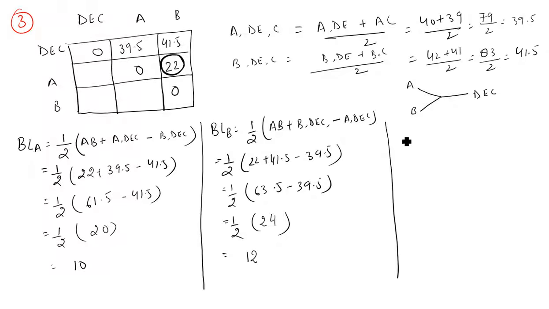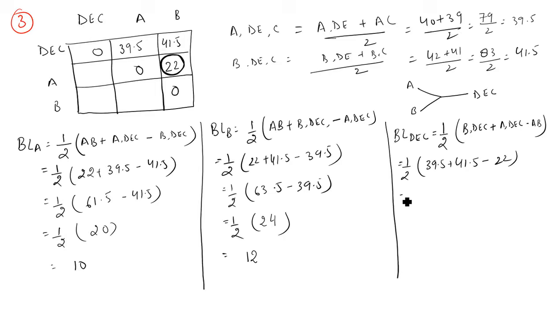Now we will calculate for DEC. For DEC, the value is branch length DEC equals 1 by 2, B comma DEC plus A comma DEC minus AB. So this value will become 1 by 2. It is 39.5 plus 41.5 minus 22. So this value 1 by 2. So it is 39.5 plus 41.5, it's 81. 81 minus 22.